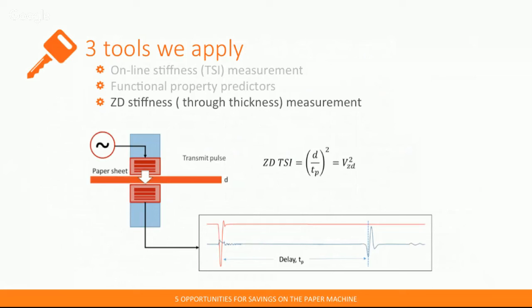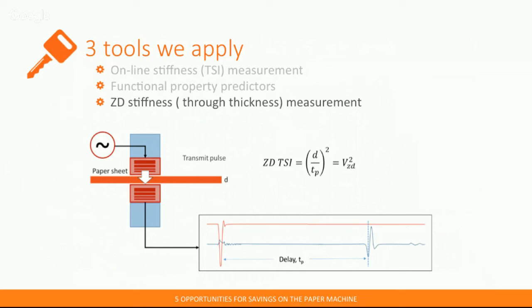The third tool I want to apply today that we're going to need is ZD stiffness, or through thickness measurement. Now, pretty much everyone in our industry is used to the MD and the CD TSI measurement. This is a technology that was really developed by IPST in the United States some years ago. And it's looking at measuring the same thing as TSI, but this time it's doing it in the thickness direction.